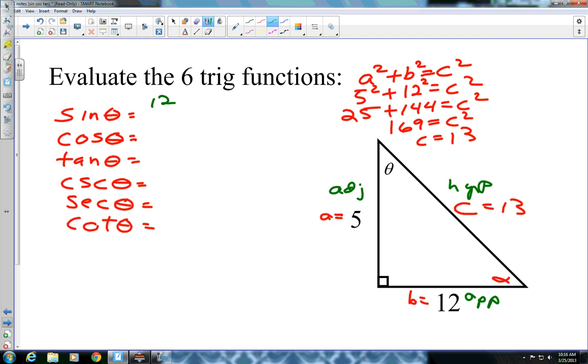The cosine is the adjacent over the hypotenuse, so that's going to be 5 over 13. Tangent of theta is opposite over adjacent. So that's 12 over 5.